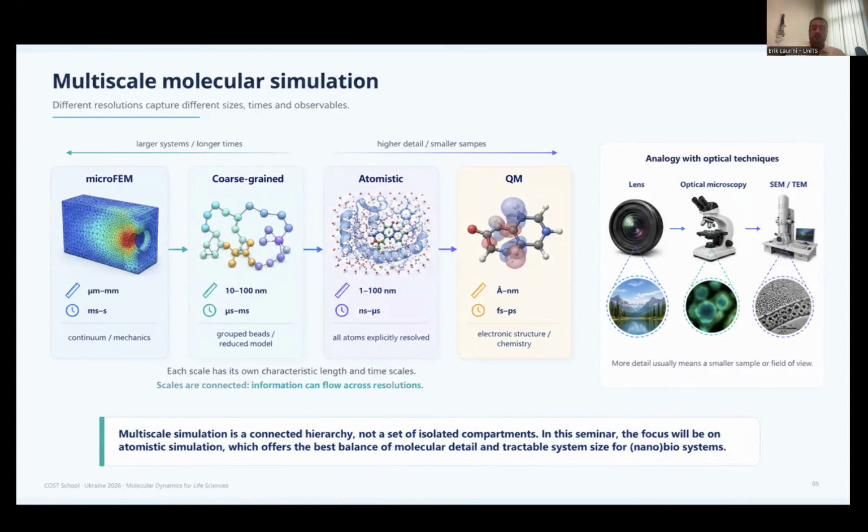smaller molecular systems and for phenomena lasting less time. In any case, I will focus my presentation on the atomistic simulation, because this kind of scale of the molecular simulation offers the best balance, the best equilibrium of molecular details and dimension of the system for a biosystem.